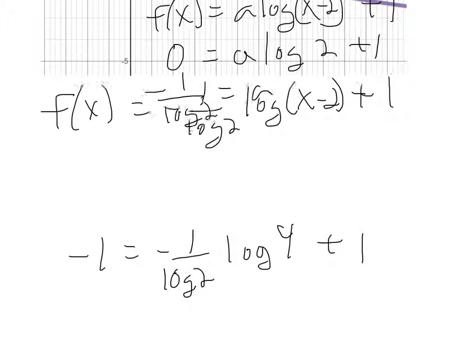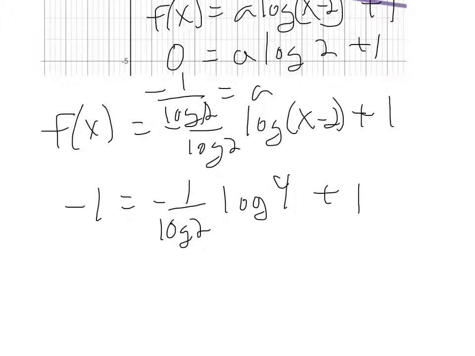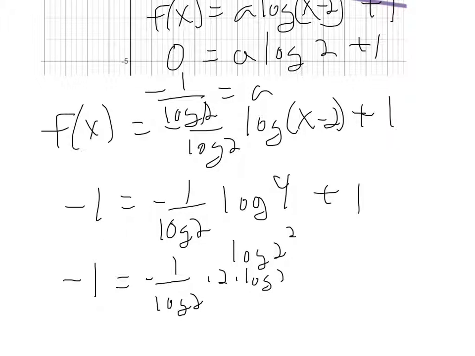So then what I can do is think of it this way. I know the log of 4 is the same as log of 2 squared. I can bring that 2 in front. So negative 1 equals negative 1 over the log of 2 times 2 times the log of 2 plus 1. Well, that log 2 and that log 2 cancel out. So that leaves me 2 times negative 1 is negative 2, plus 1 is negative 1.